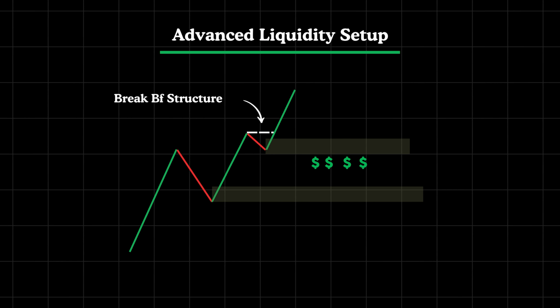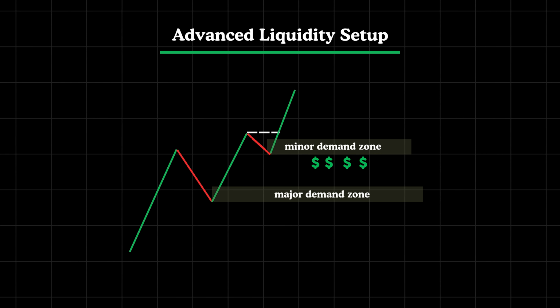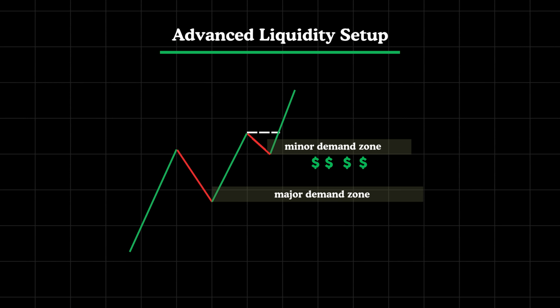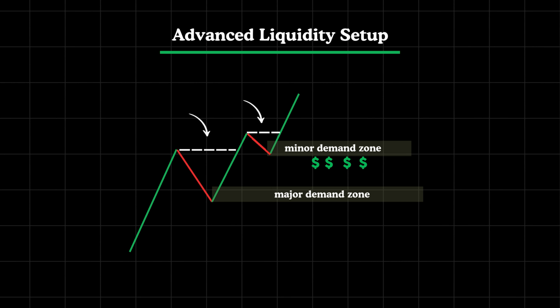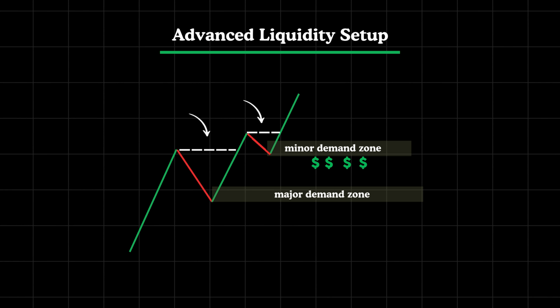The key here is that this second demand zone is a minor zone and it needs to sit just above a major demand zone. The difference between major and minor comes down to the strength of the move that caused the break. If the break came from a big strong price swing, it's a major zone. If it came from a small short-term push, it's a minor zone.